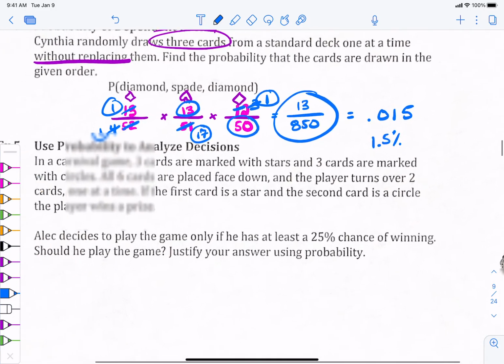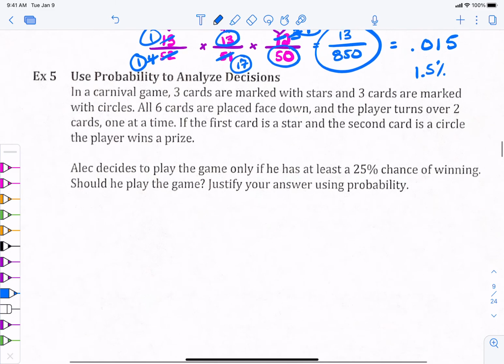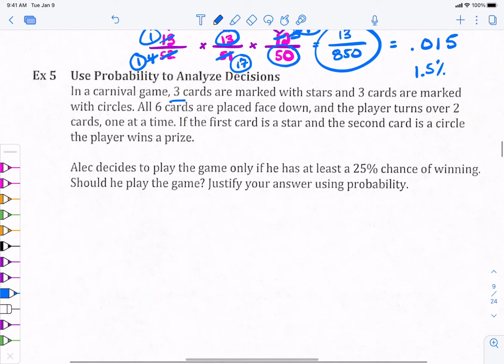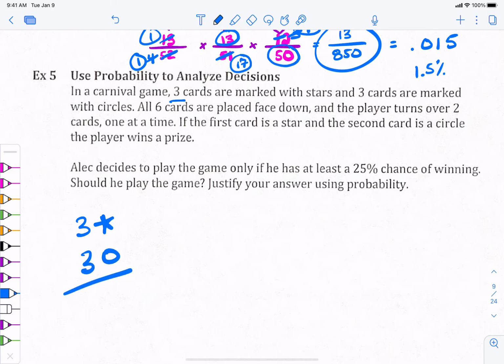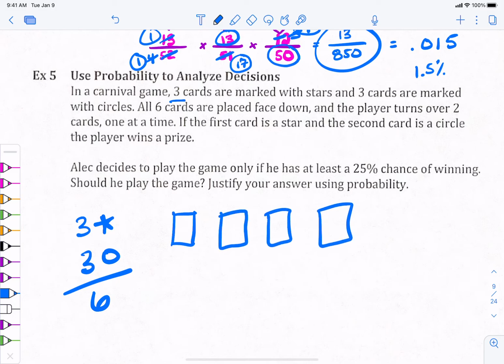Okay, good. Last thing, in a carnival game, 3 cards are marked with a star. I'm gonna put 3 stars down here. 3 cards are marked with a circle. So there's 3 cards with a circle, making a total of 6 cards. Okay, all 6 cards are placed face down. So we have 6 cards. 1, 2, 3, 4, 5, 6. You guys have played this before. It's the memory game, right? Where you flip one over and then you flip the other one over.